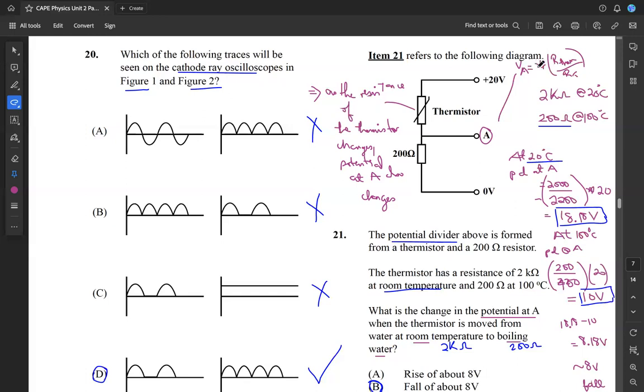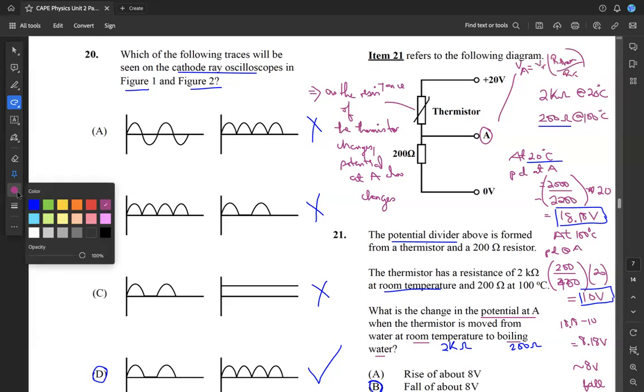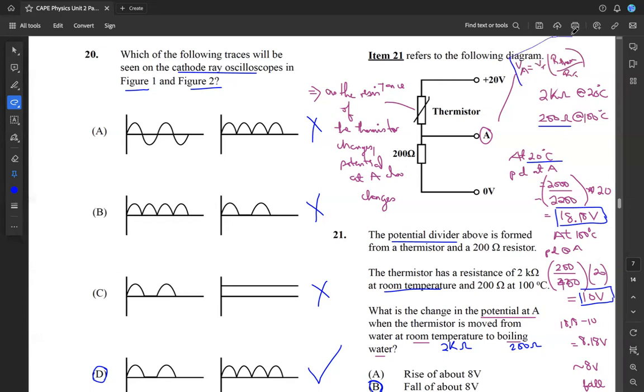So this is our guiding formula, right? Let me just box that. Hope you're following along nicely. This is our formula for the voltage at point A when we have a potential divider. The voltage at point A will be the total voltage that's coming in, so this 20, times the resistance of the thermistor divided by the total resistance, which would be the resistance of the thermistor plus this one.